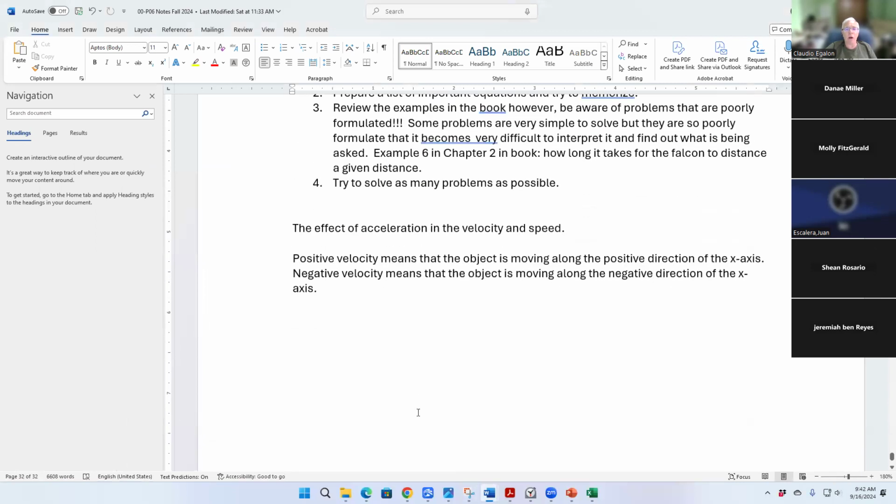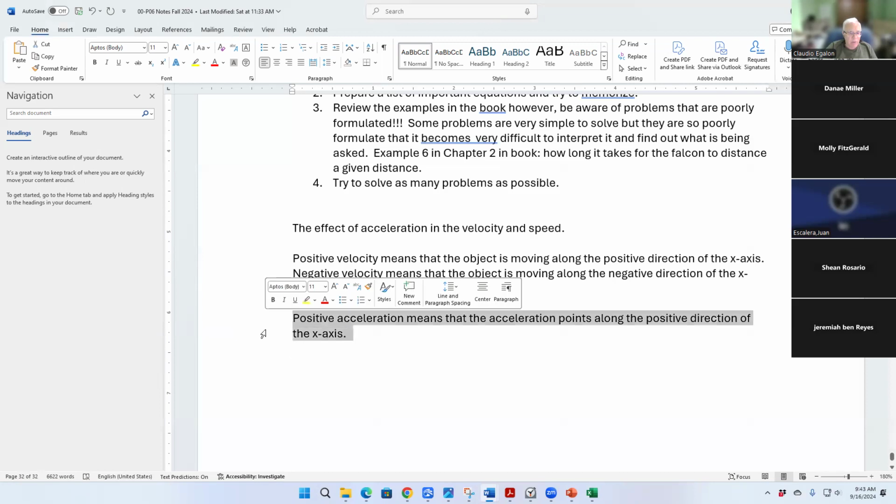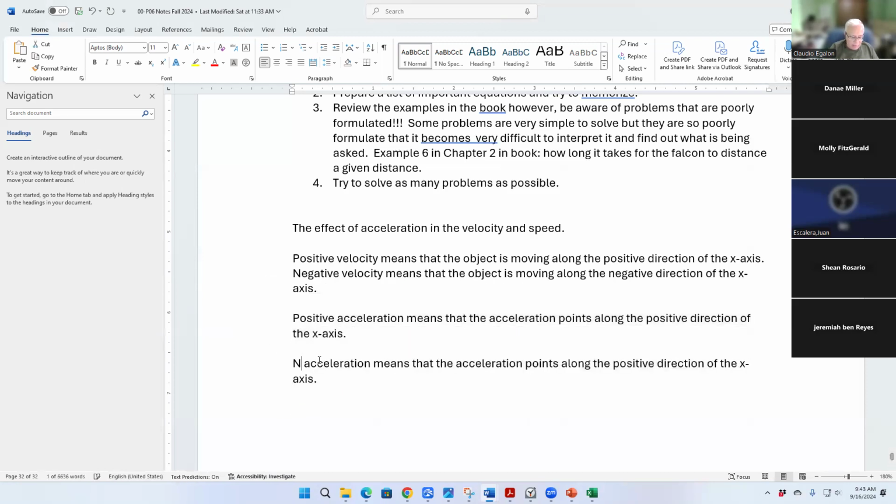Okay, positive velocity means that the object is moving along the positive direction of the x-axis. Negative velocity means that the object is moving along the negative direction of the x-axis. Now, positive acceleration means that the acceleration points along the positive direction of the x-axis. Okay? Negative acceleration is the other way around, right? Negative acceleration means it points along the negative direction of the x-axis. Okay?